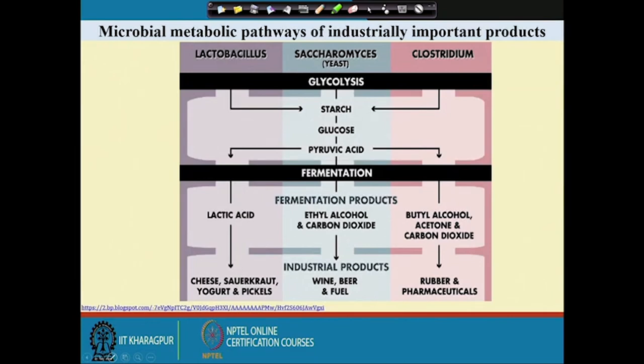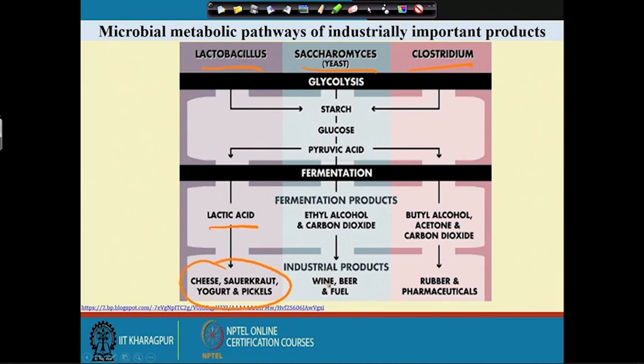Now, this is the microbial metabolic pathway for industrial importance. We have different species: Lactobacillus, Saccharomyces, and Clostridia. These are very important species. For example, Lactobacillus produces lactic acid, which is largely used for cheese production, sauerkraut, yogurt and pickles.